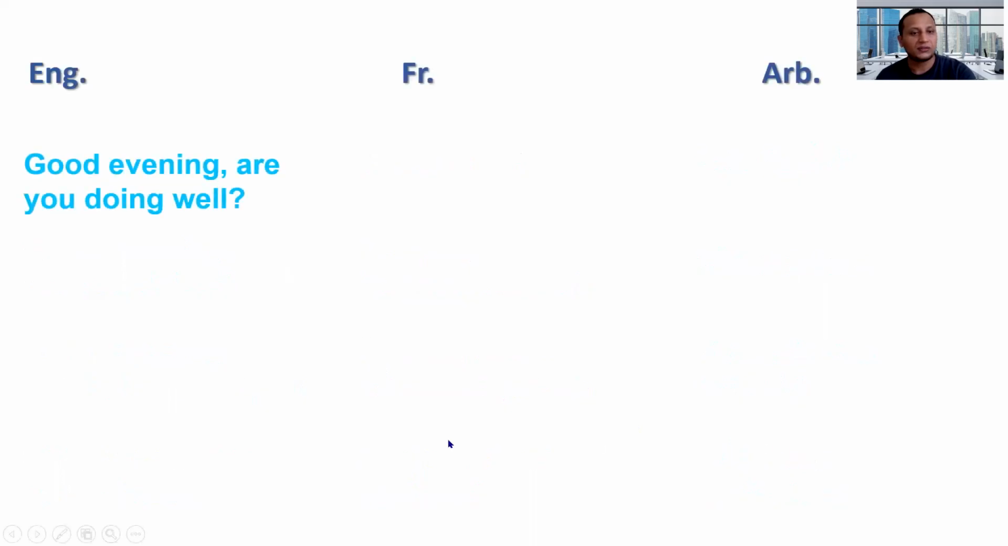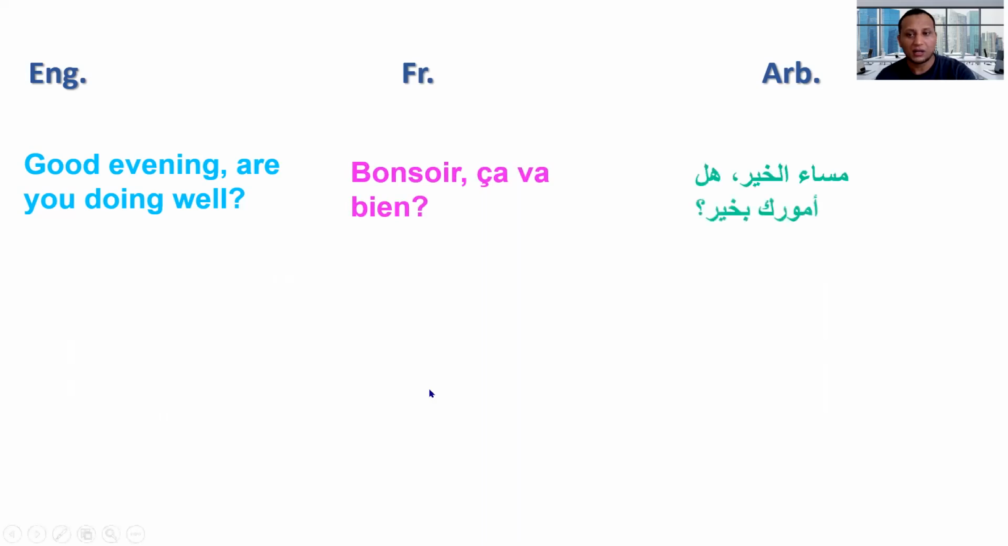How do you say good evening? Are you doing well? Bonsoir, ça va bien? And in Arabic, مساء الخير. هل أمورك بخير? Okay guys, good evening. Bonsoir. مساء الخير. Are you doing well? Ça va bien? هل أمورك بخير? We studied this part in the previous example as well.